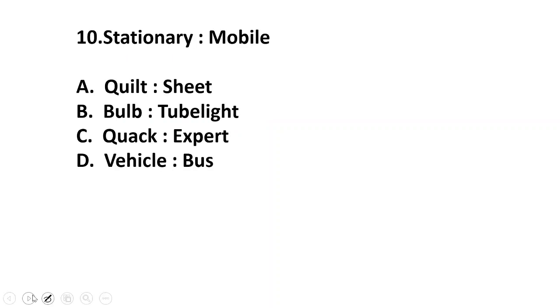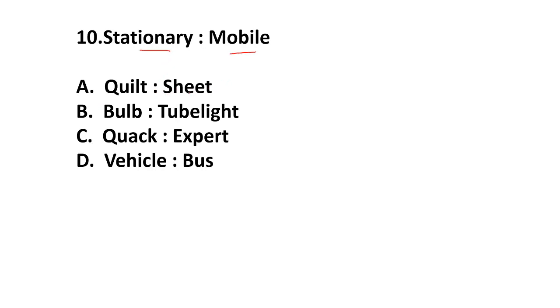Stationary, mobile. Stationary means to be fixed in one place and mobile means movable. So these are what? These are antonyms. Stationary and mobile are antonyms.